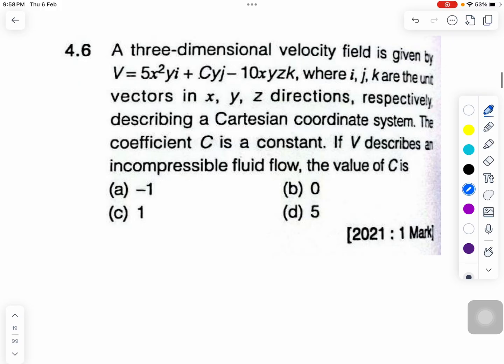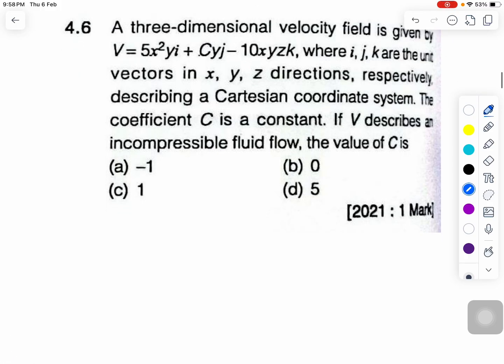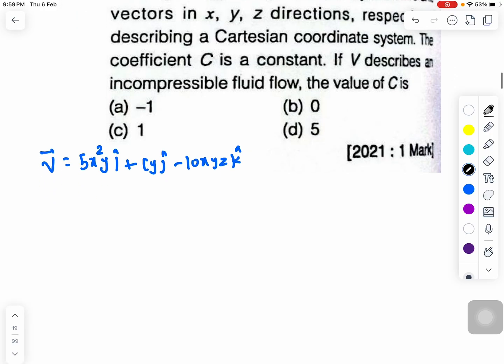Now moving towards the next question. This question has been asked in GATE 2021. The question says that a three-dimensional velocity profile is given to you, that is v vector, which is equal to 5x square y i plus c y j minus 10 x y z k, right? And after that, considering the Cartesian coordinate system, find the coefficient c of the constant. So again this question is similar to the previous question. Again you are supposed to calculate the constant c.